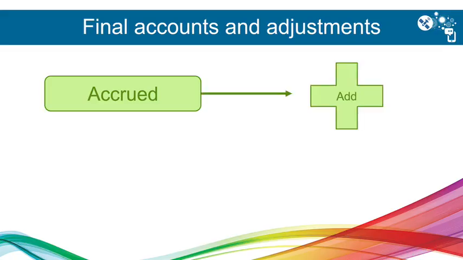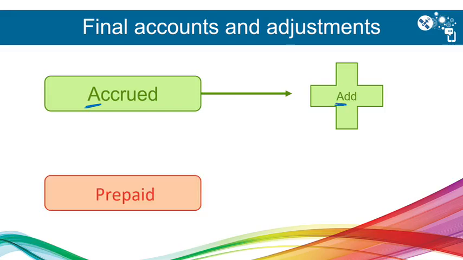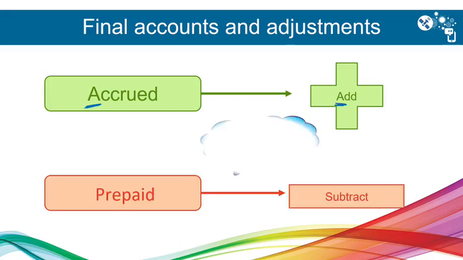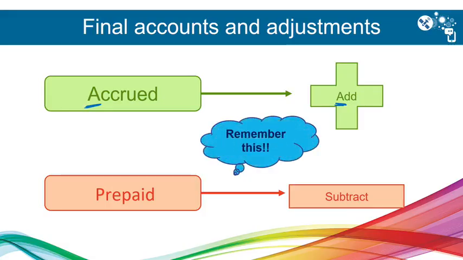Accrued, you add. So the A and the A, whenever it is accrued income or accrued expense, you add the amount to the pre-adjustment figure. When it is prepaid, then you will subtract from the amount on the pre-adjustment trial balance.